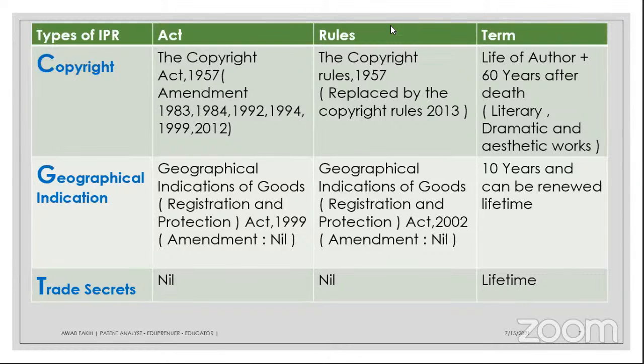The next one is geographical indication, GI, as we term it. It has 10 years, but it can be renewed for a lifetime. So my question to this amazing audience: in the previous slide, we had one type of IPR that had a similar term for protection as geographical indication, that means 10 years, but it can be renewed for a lifetime. So which IPR was that?